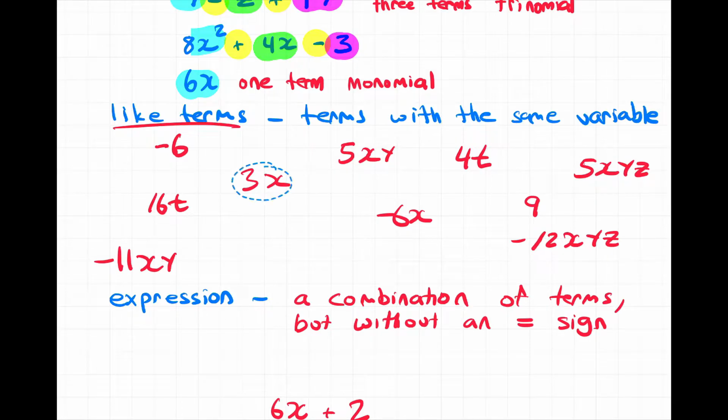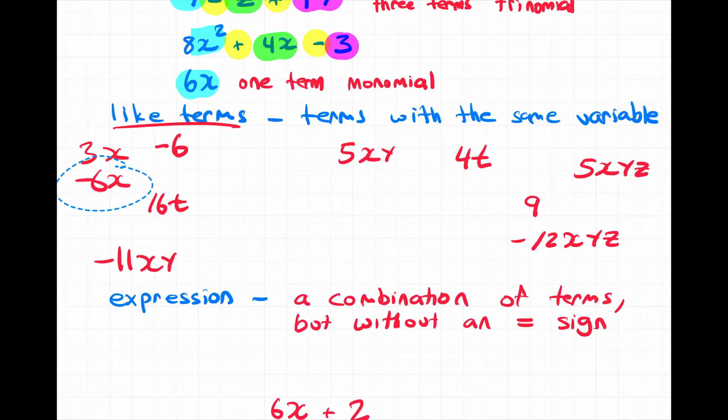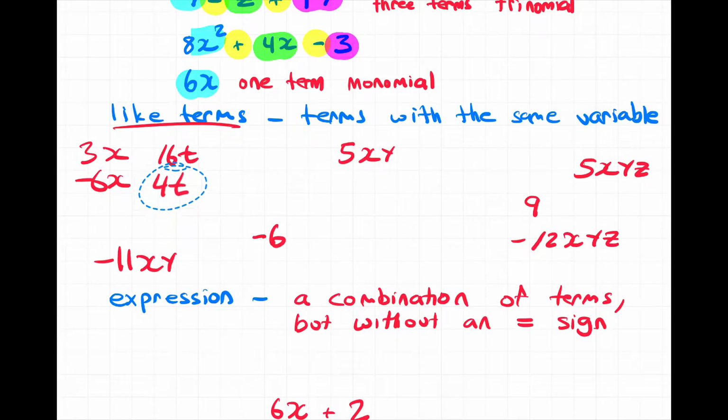So let's just start with this x that's right here. I got 3x, and I'm just going to look around, and here's another one, -6x. So those are like terms because they both have the variable x. Now, if I look right here, I've got this 16t, and I can find another one with a t, that's 4t, so I have 2 like terms with the variable t.